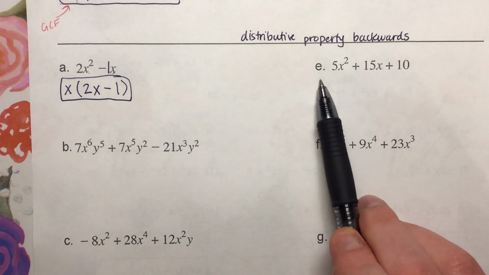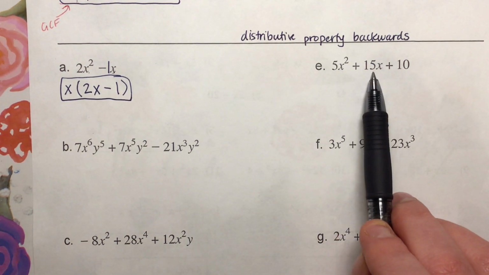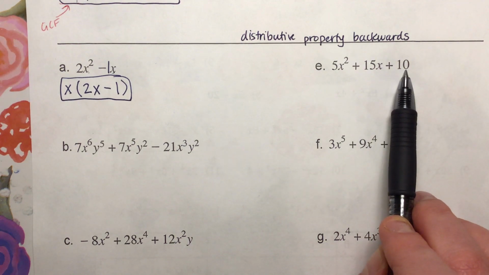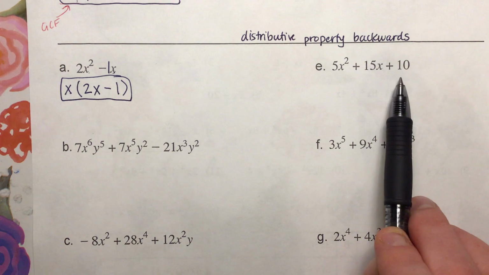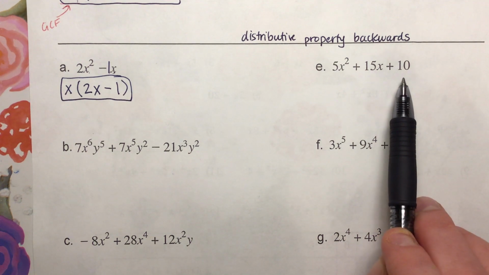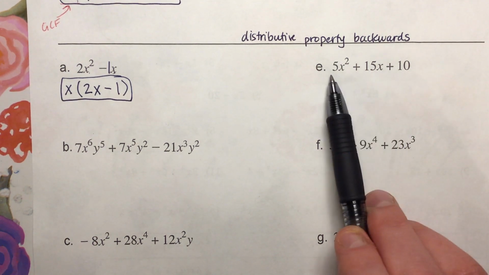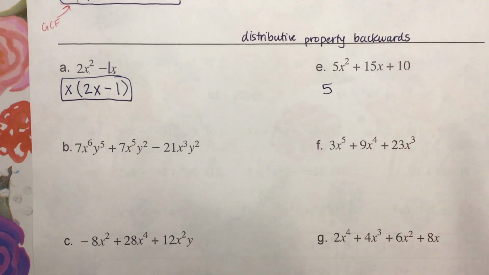Let's do e next, just because it's a little bit simpler. So I have 5x squared plus 15x plus 10. Looking at my numbers, 5, 15, and 10, what is a number that I can divide evenly out of all 3 of these, and it's the largest number possible? So I can divide 5 out of each of these. So I'm going to write a 5 up front.